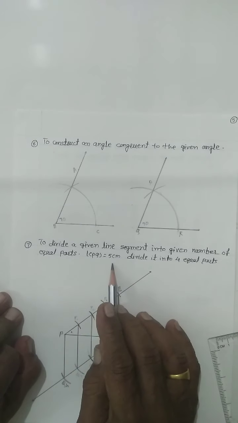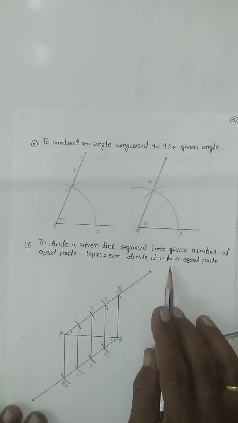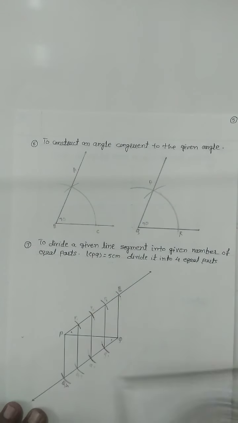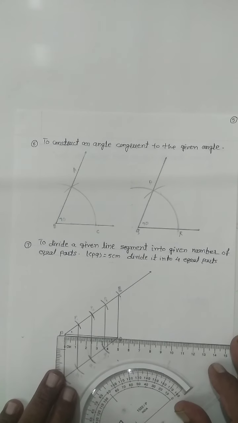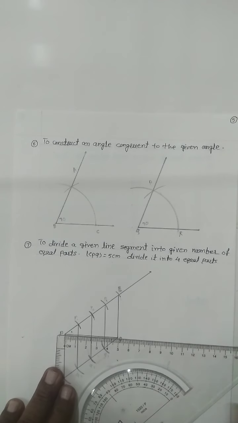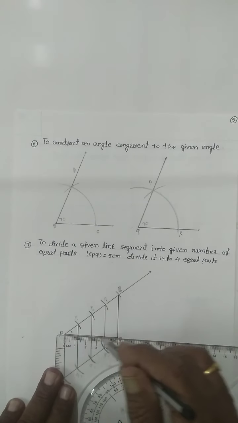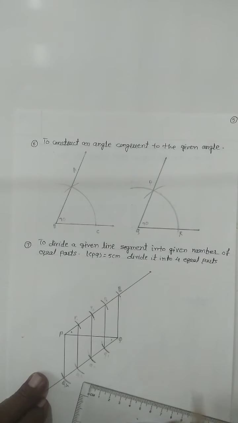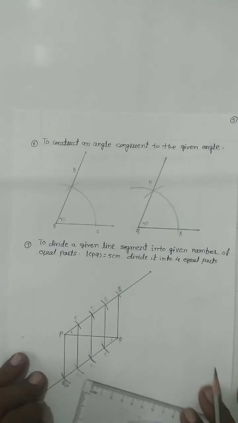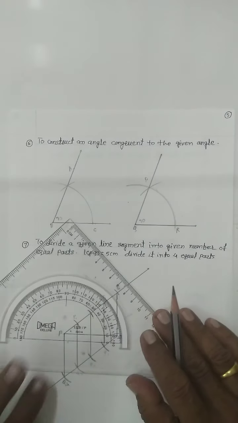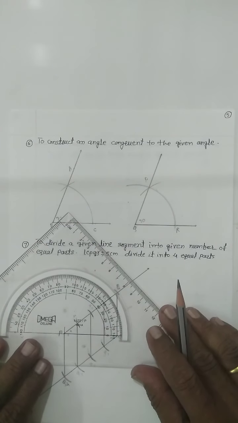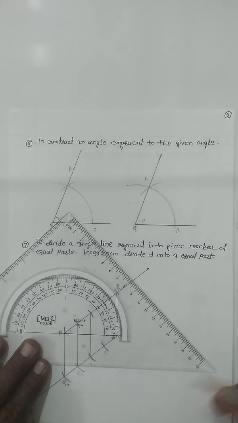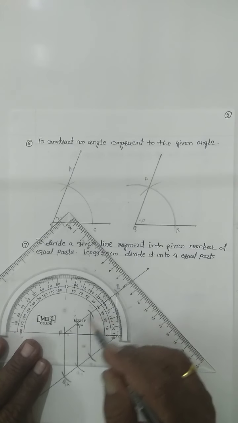The segment length PQ is 5 cm. Divide it into 4 equal parts. Firstly, draw the given segment using the scale, which is 5 cm. In this way, draw the segment PQ, then draw the angle at the point P and at the point Q. The measure of that angle you can take as 30 degrees, 40 degrees, 50 degrees. In this way you can take any measure of the angle. We take here a 40 degree angle.